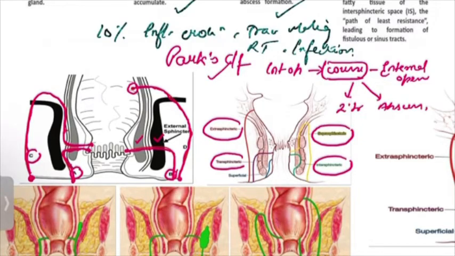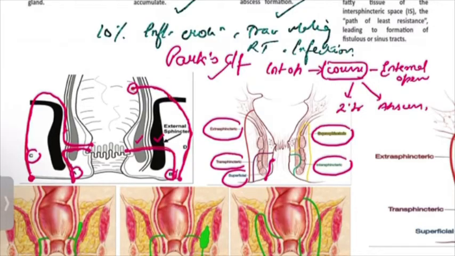There is one modified Park's classification, according to which we have one more type of fistula, and that's superficial. The course of it starts from the anal canal, and then it goes in between the anal mucosa and the internal anal sphincter, and it opens on the perineal skin. It doesn't have any relation with the internal anal sphincter, okay. So these are the basic 4 or 5 types of Park's classification, which is the anatomical classification and mainly described on coronal images, okay.